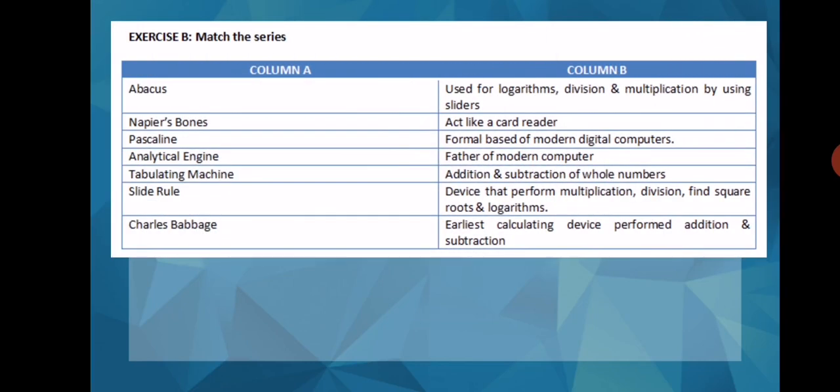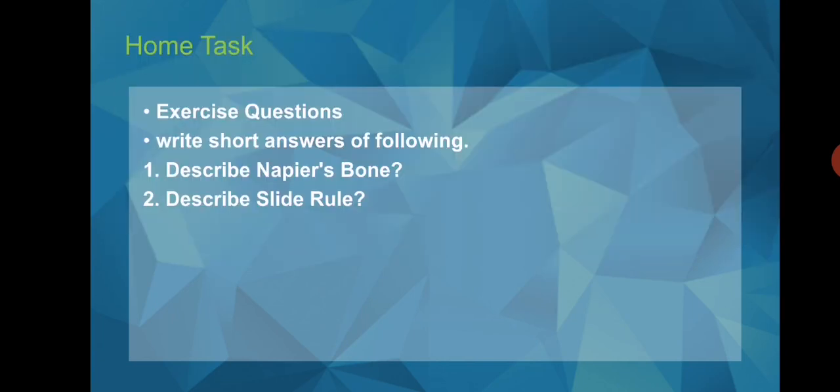In exercise B, you have to match the following, column A with column B. In home task, you have to complete exercise questions of your book. Write short answers of the following. Question number 1, describe Napier's bone, and question number 2, describe slide rule.